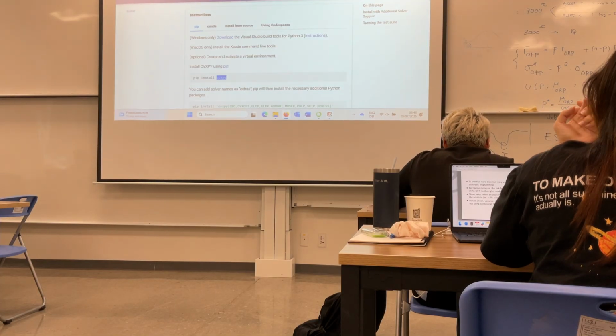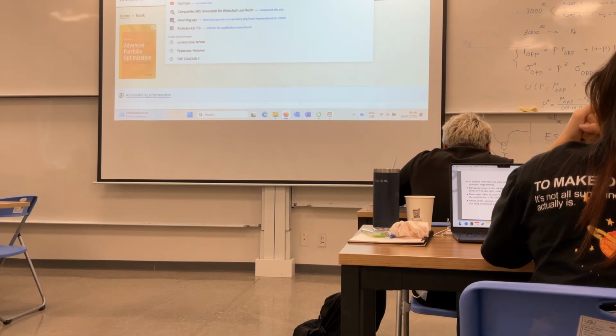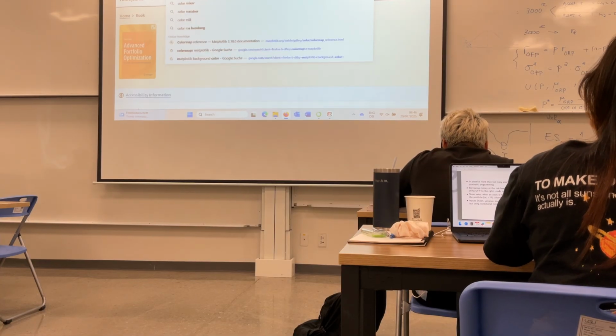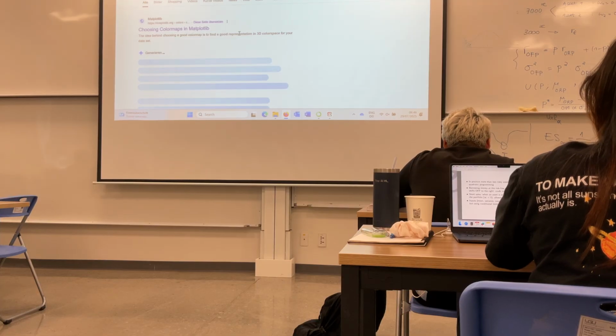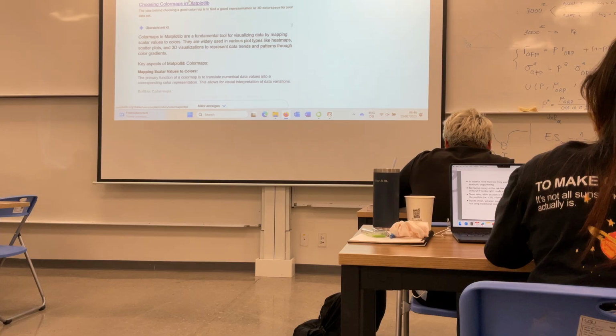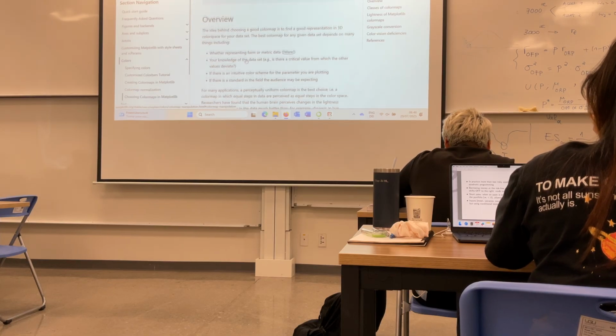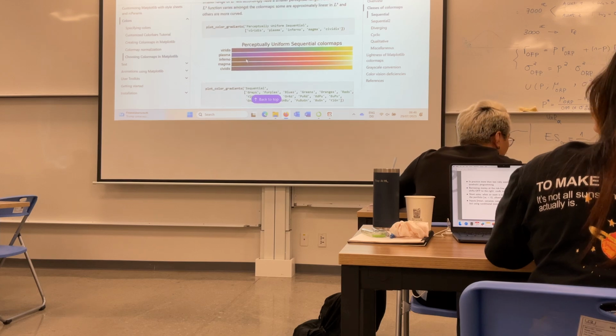If you want to know what they are, let's search for color maps matplotlib. Let's go to the page, and there should be something here. Alright, so that is what they are.